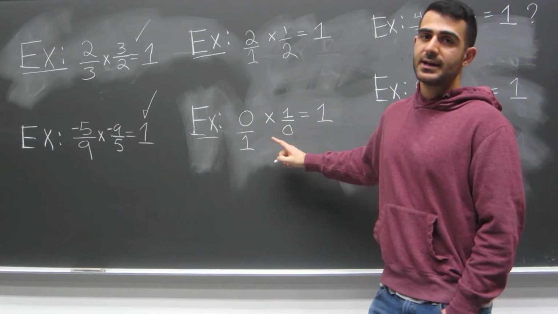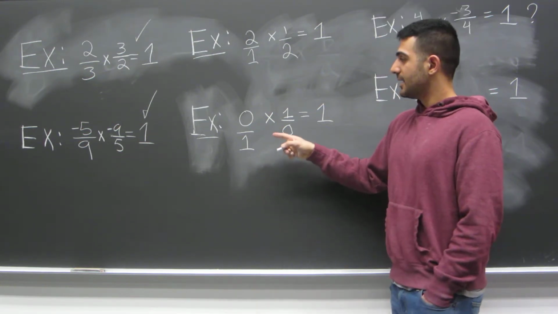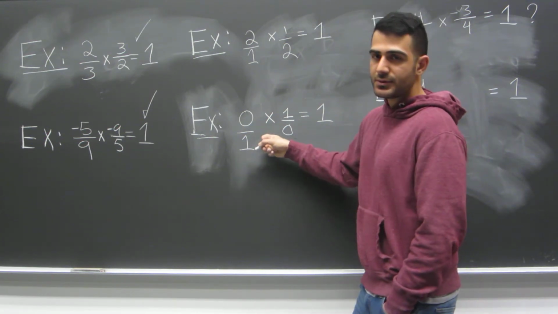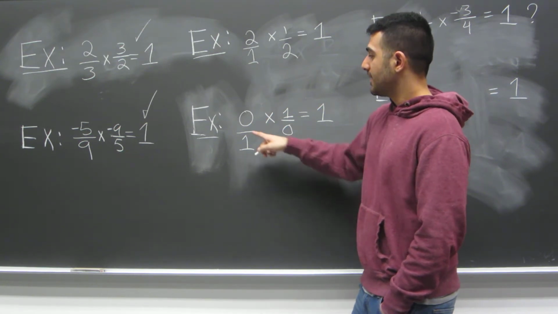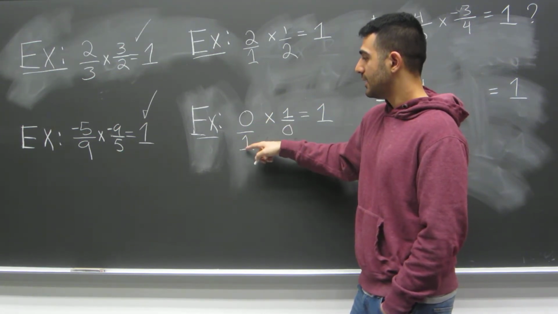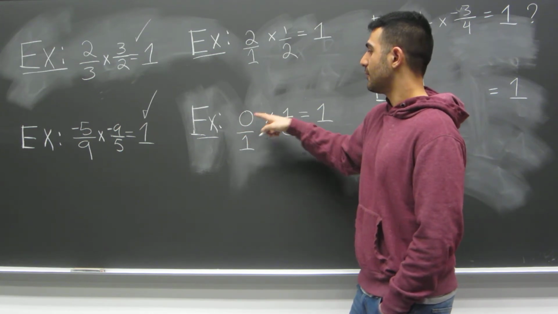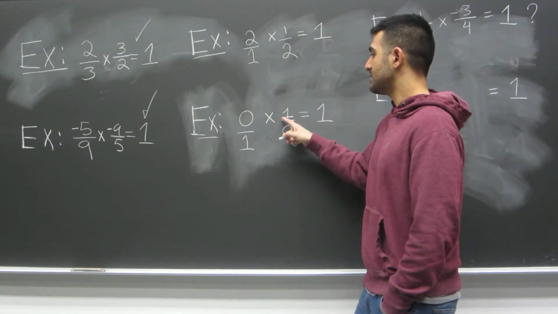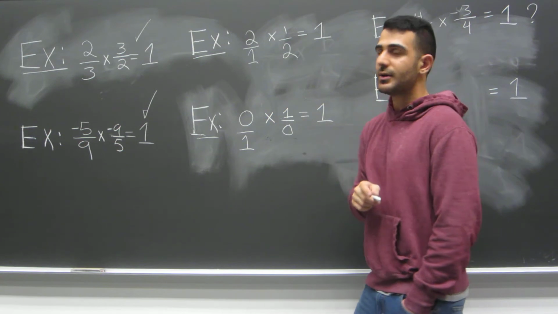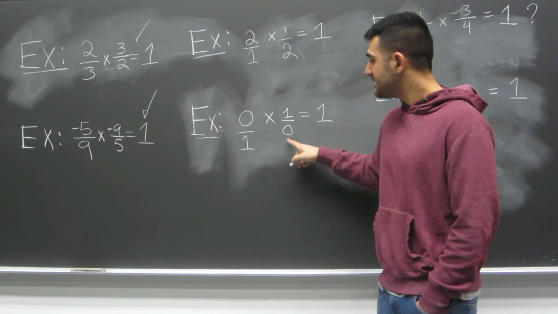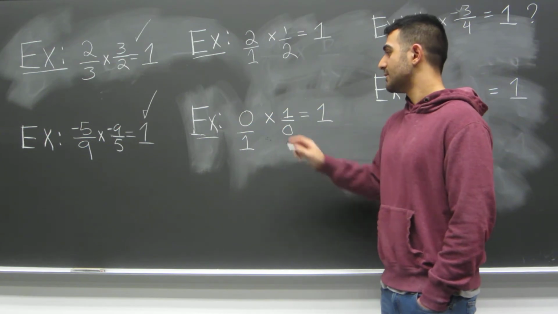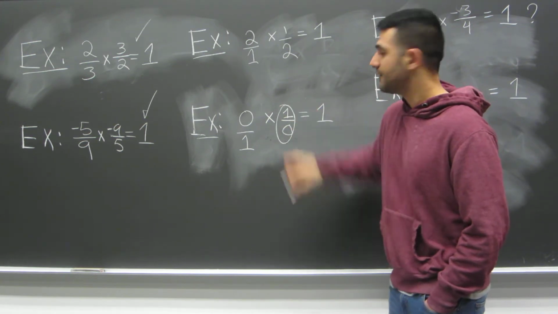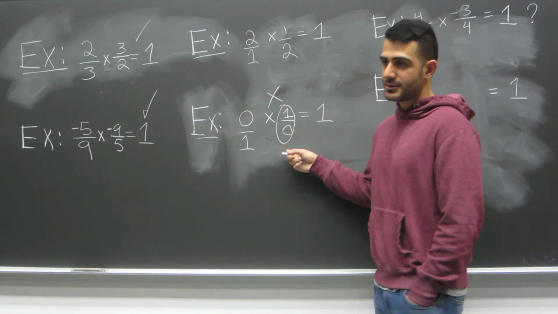Okay, this question now is asking, is this true? Is 0 over 1 times 1 over 0 equal to 1? Well, this was kind of a trick question, because even though it is true that 0 over 1 is equal to 0, we can't do the multiplicative inverse because we know that we can't divide by 0. This is just saying 1 divided by 0, or a 0 in the denominator. You can't have a 0 in the denominator for a fraction. So this is not true, just because this right here is undefined. It was a trick question.